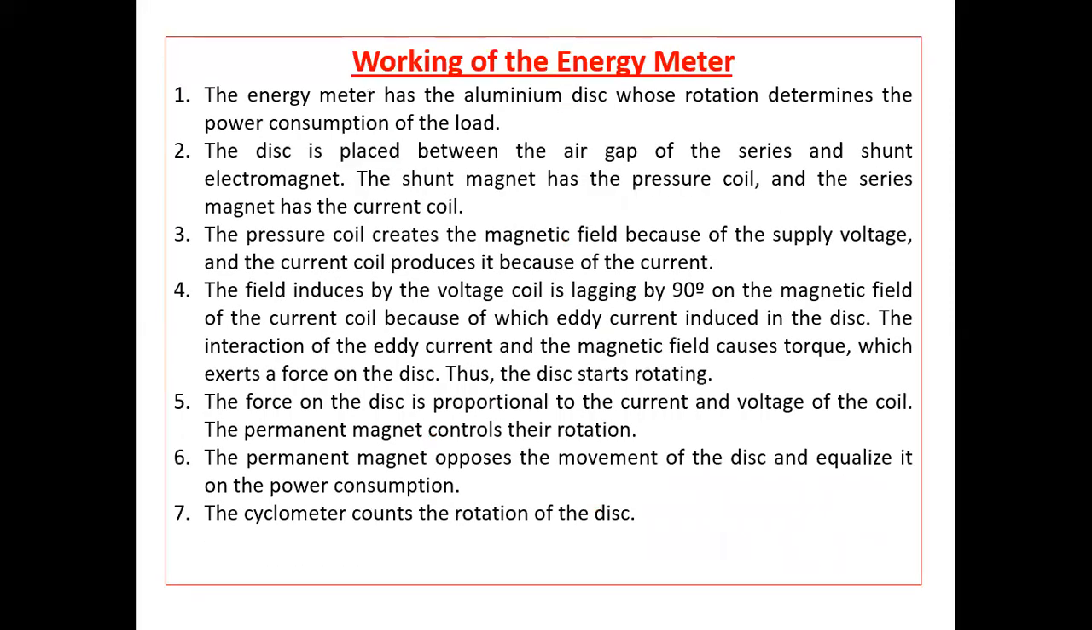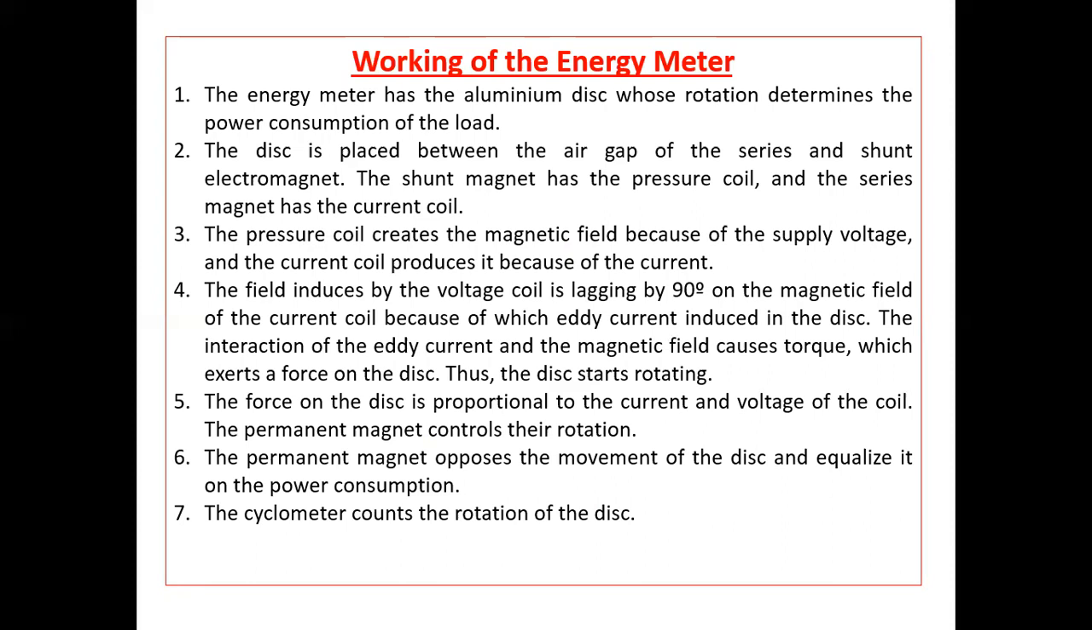The working of the energy meter. Next topic. The energy meter has the aluminum disc whose rotation determines the power consumed by the load. This disc is placed in the air gap between the series and shunt magnets. The shunt magnet holds the pressure coil, and the series magnet holds the current coil. The pressure coil creates the magnetic field because of the supply voltage, and the current coil produces the magnetic field because of the current flowing through it.